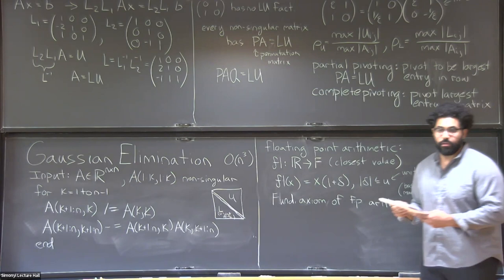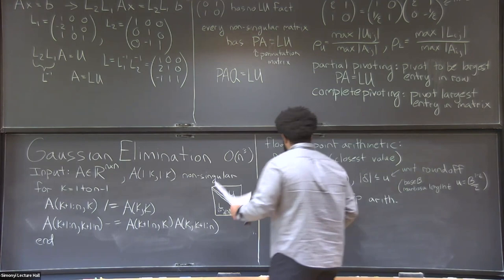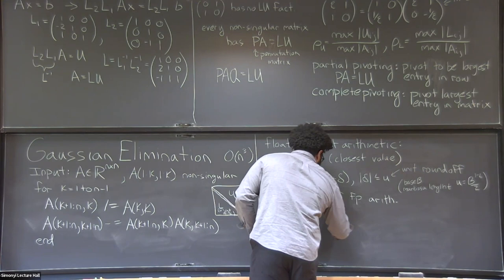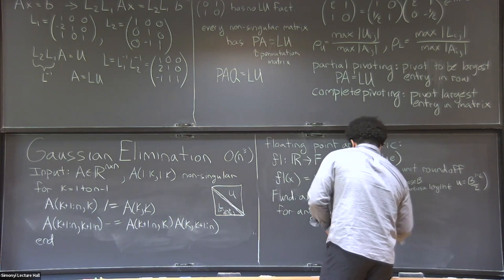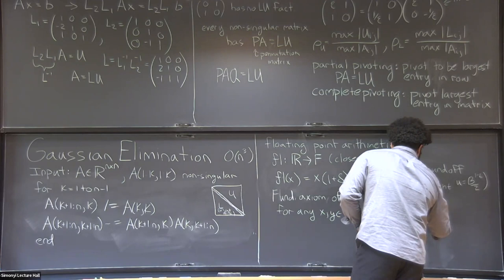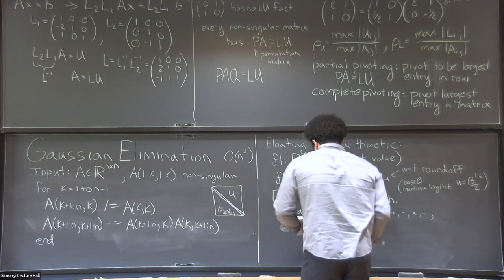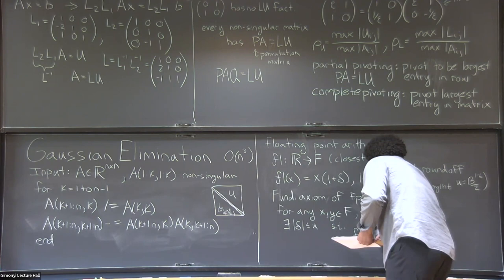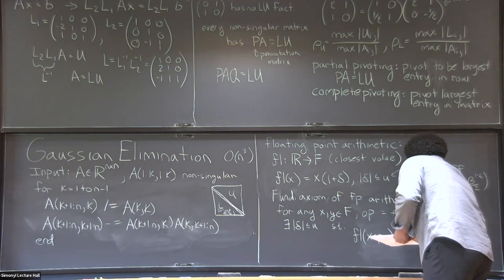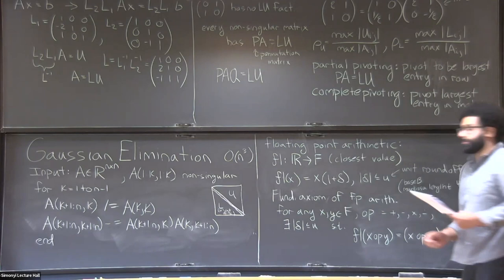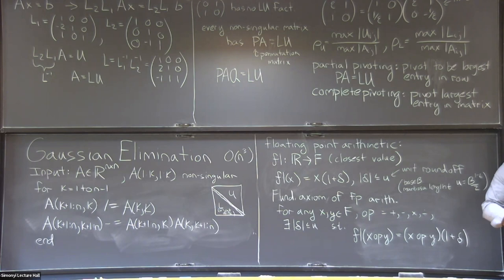So for any x and y in F, and some operation, which is plus, minus, times, or divide, there exists some delta such that float of x op y is equal to x op y times 1 plus delta. Okay. So it's just saying we take two floating point numbers, we add them, subtract them, multiply them, and divide them.